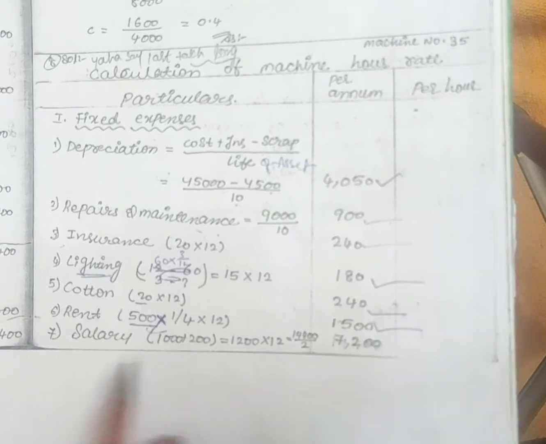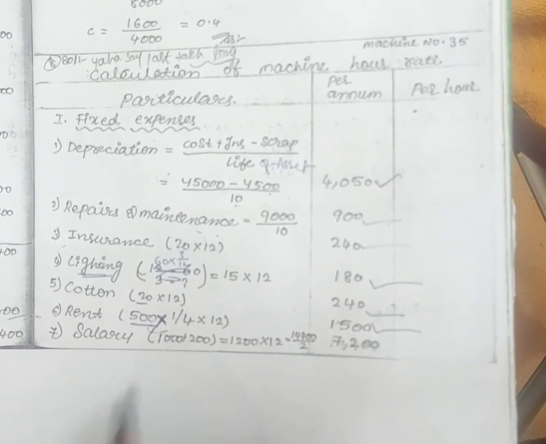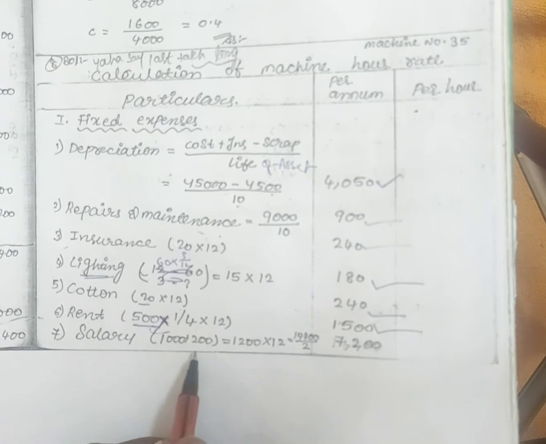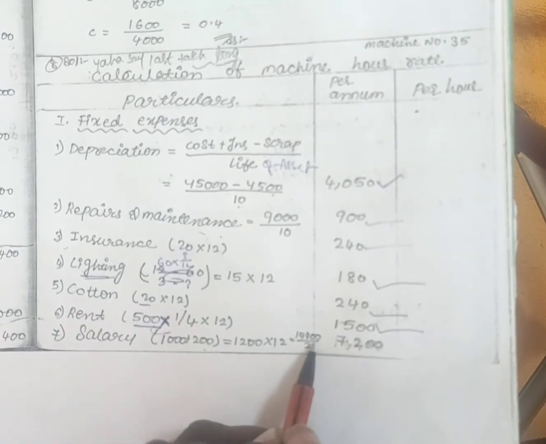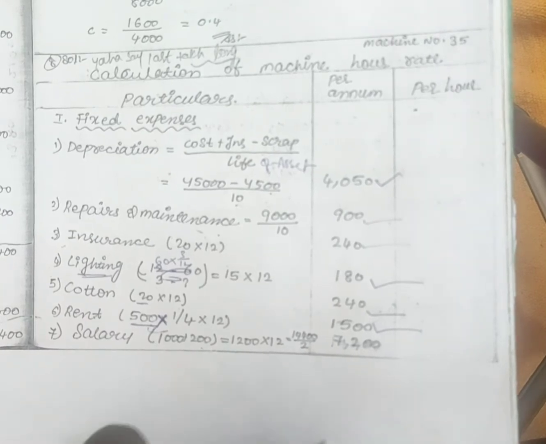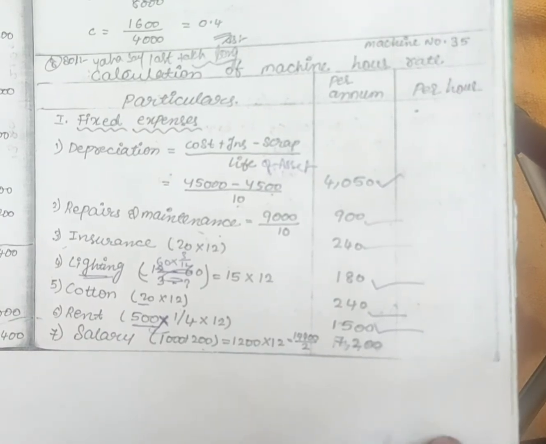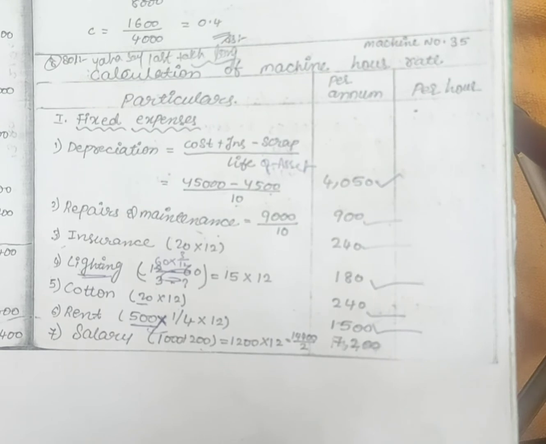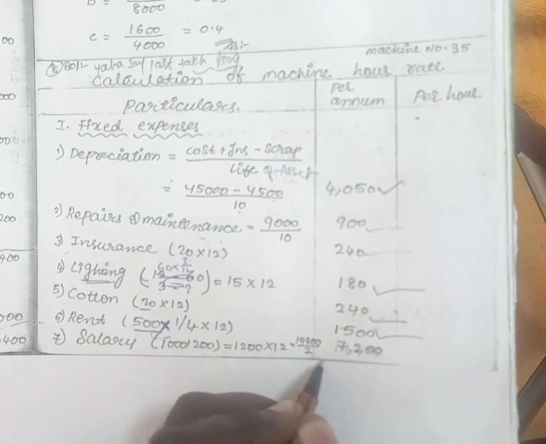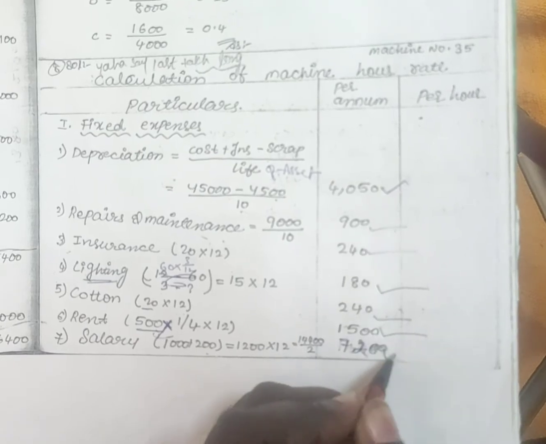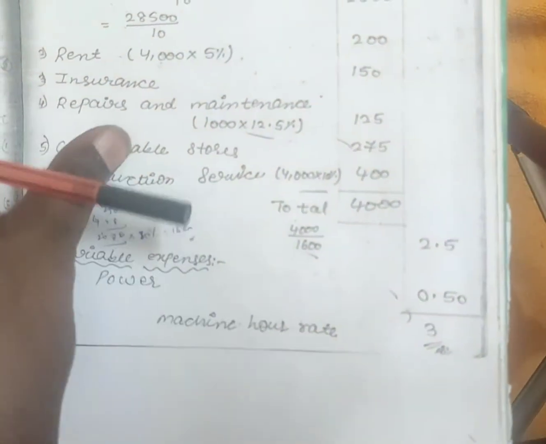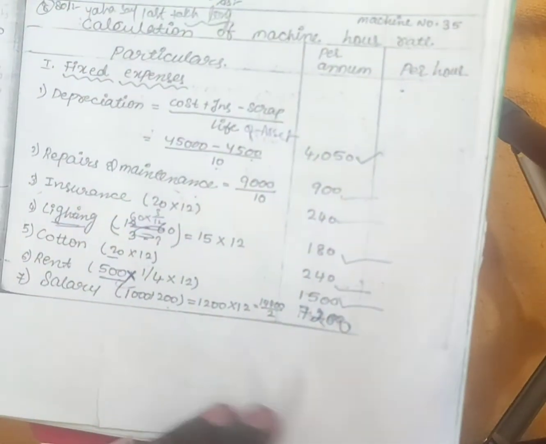It will be 1500. Salary: total, I told, 2 employees, 1000 plus 200, 1200 into 12. It is 14,400 divided by 2. Why? Because he already told in the question that they are working not only for one machine, they are working for a similar kind of another machine. So the salary should be divided by 2, so it will be 7,200.